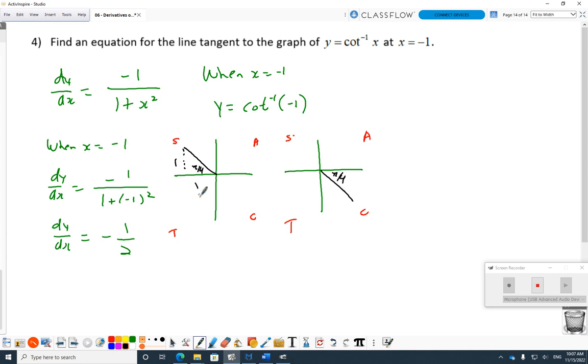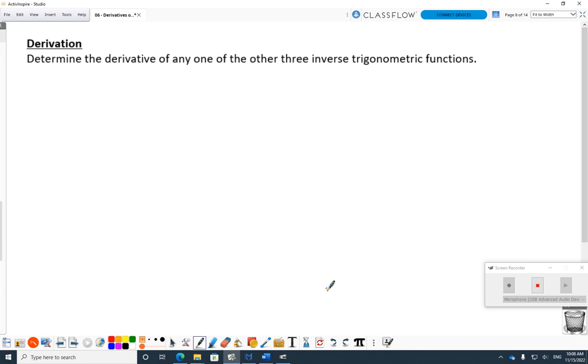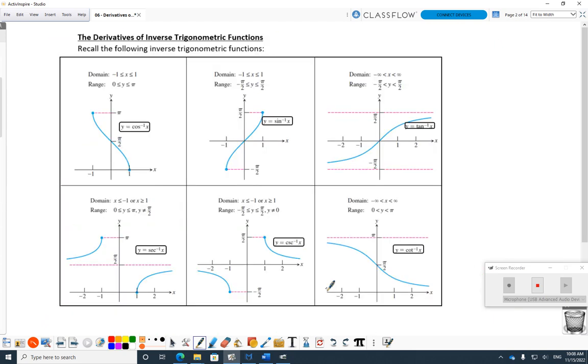So this is... y could be 3 pi over 4, or y could be 5 pi over 4. Which one? Is it 3 pi over 4 or 5 pi over 4? Oh, good. Back to the cotangent inverse graph. Yeah, cotangent inverse stops at pi. It doesn't get above there. We're in this loop here. We're not in the next loop.